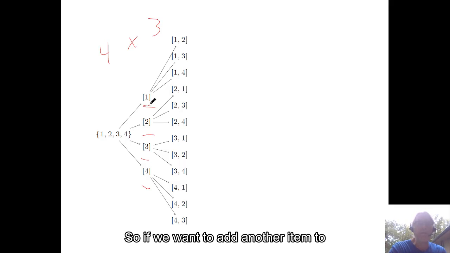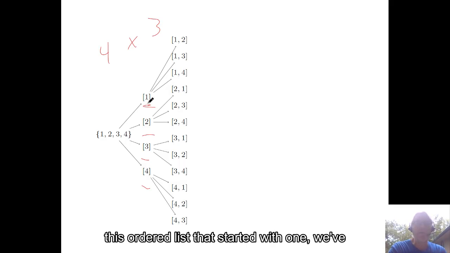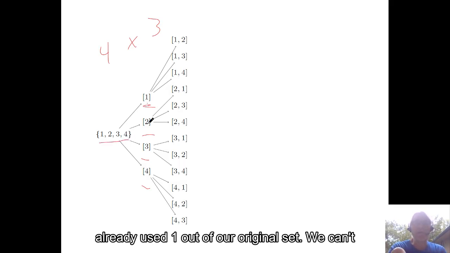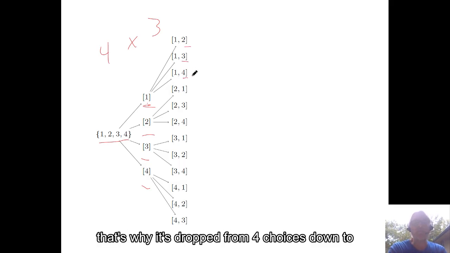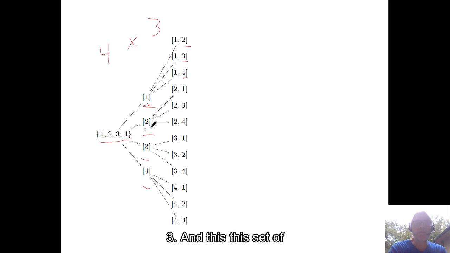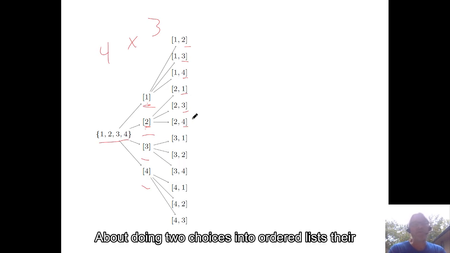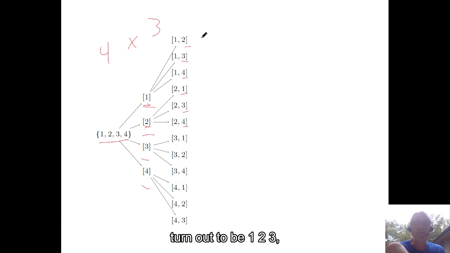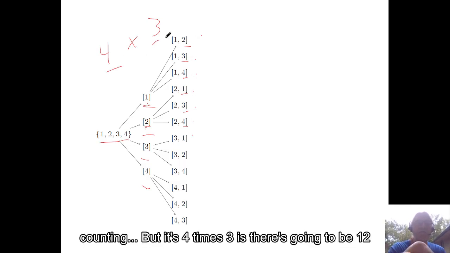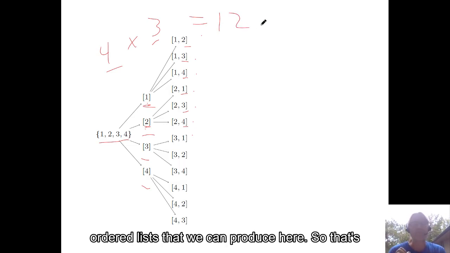So if we want to add another item to this ordered list that started with 1, we've already used 1 out of our original set. We can't repeat that. We can grab 2 or 3 or 4. So that's why it's dropped from 4 choices down to 3. And this set of lists here started with 2. We can think about adding 1 next, or 3 next, or 4 next, but not 2 because we've already chosen it. So if we think about doing 2 choices into ordered lists, there turn out to be 1, 2, 3, 4, 5, 6, 7. We can continue counting, but it's 4 times 3. So there's going to be 12 ordered lists that we can produce here.